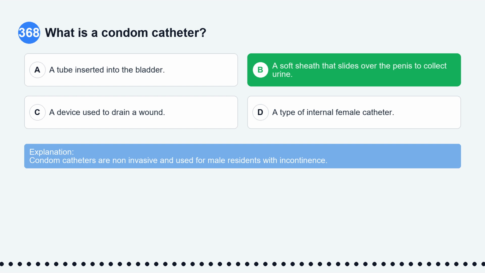Condom catheters are non-invasive and used for male residents with incontinence.